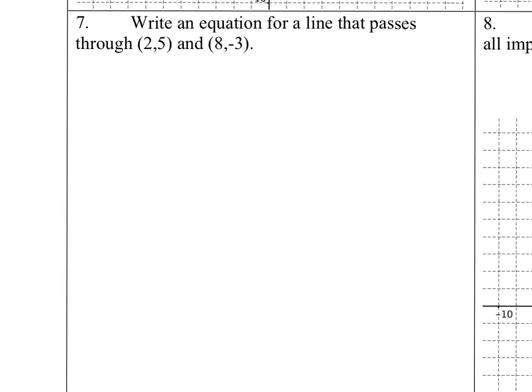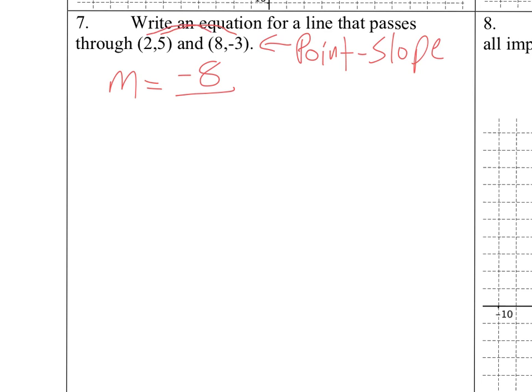Write an equation for the line that passes through these 2 points. Whenever I see something with 2 points, I always want to think point-slope. Okay, so to start off with, we need to find a slope. 5 to -3 is going to be down 8. 2 to get to 8 is going to be up 6. So my slope is -8/6, which is the same thing as -4/3.